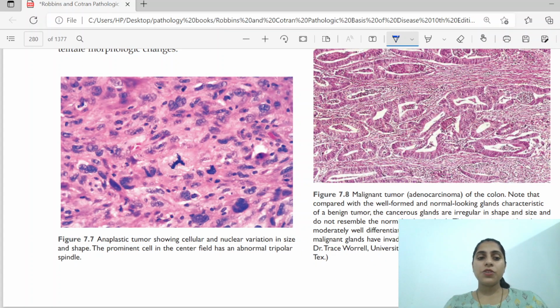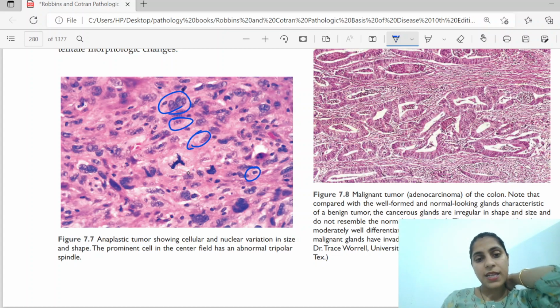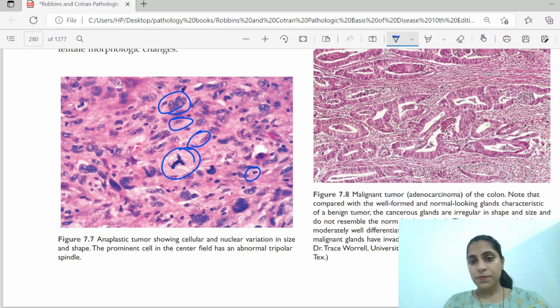So this is an anaplastic tumor that is showing some cells that are large and oval, then elongated cells, they're having small cells. It is showing tripolar mitosis. So it is a very pleomorphic tumor.